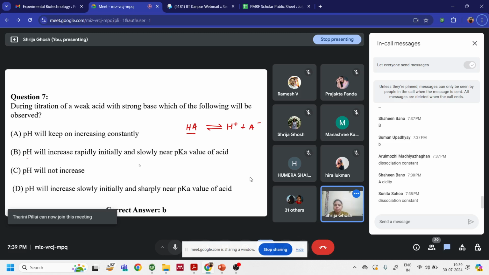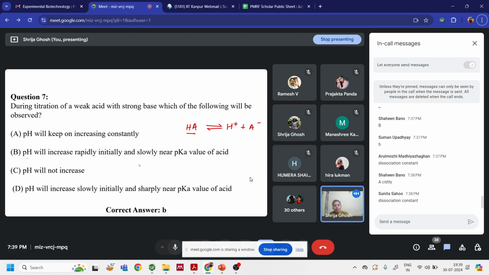Yeah, since it's a weak acid, dissociation won't start very quickly. So initially, when I add the base, the OH minus concentration will increase, and if the OH minus concentration exceeds the H plus ion concentration, the pH will shift towards the basic side. So whatever the pH of the solution is, if I add a strong base, the OH minus concentration will suddenly increase and the pH will shoot up.